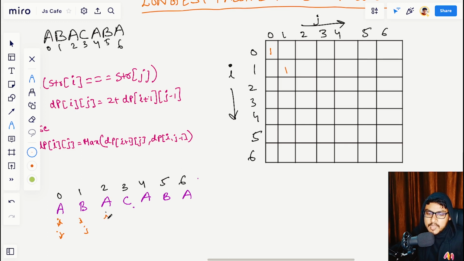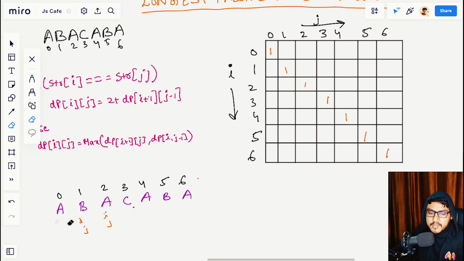Again we move I and j, with the same case, and this would be the same case for all the characters. So for all the diagonal matching indexes, we will fill the value with 1. So for 2, 2 it will be 1. For 3, 3 it will be 1. For 4, 4 it would be 1. 5, 5 it would be 1. 6, 6 it would be 1. Okay.